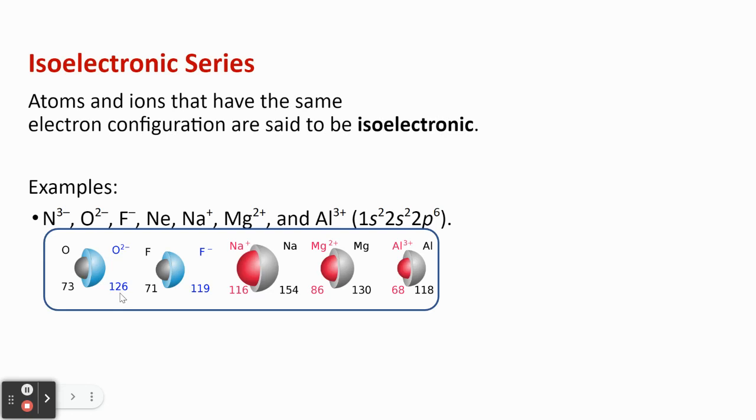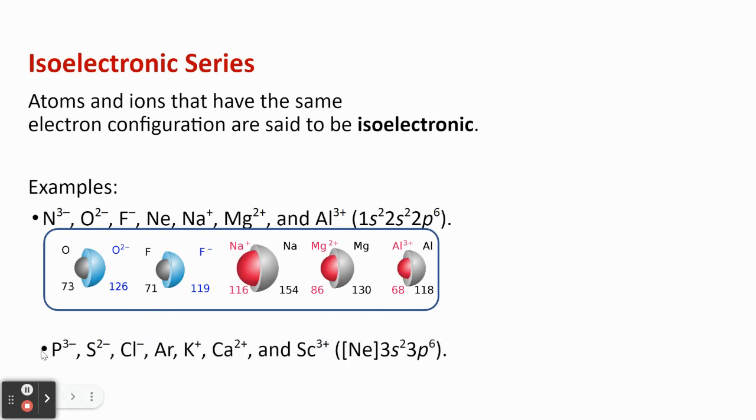Now let's look at the ions. We've got an oxide ion, a fluoride ion, a sodium ion, a magnesium ion, and an aluminum ion. They all have 10 electrons outside their nucleus. The difference is how many protons they have inside their nucleus. The more protons inside the nucleus, the greater the attractive force for the electrons, and the smaller the size will be. So again, this is what we would refer to as an isoelectronic series because all of these ions are isoelectronic to neon and have an electron configuration of 1s2, 2s2, 2p6.